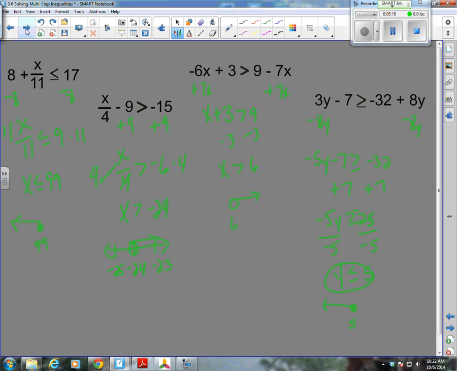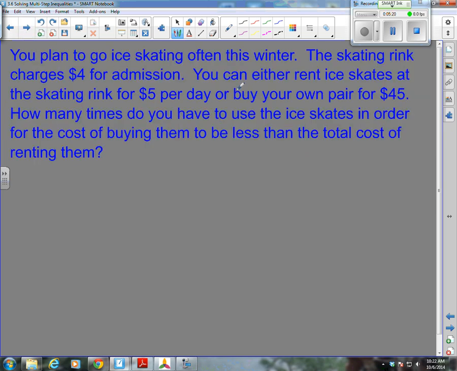Okay, next one. You plan to go ice skating often this winter. The skating rink charges $4 for admission. You can either rent ice skates at the skating rink for $5 per day or buy your own pair for $45. How many times? Well, when we have a question in a word problem, that's going to be our variable. How many times? So you have to use the ice skates in order for the cost of buying them to be less than the total cost of renting.